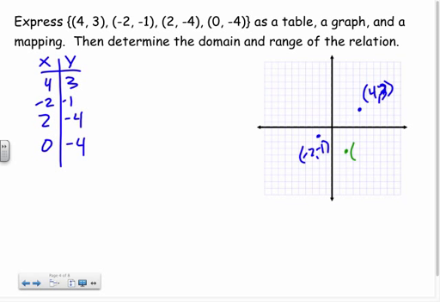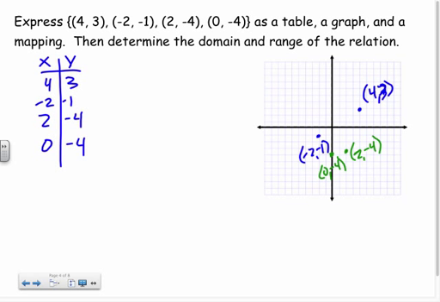So (2, 4), (2, -4) there. And lastly, (0, -4). So 0, I didn't move left or right, and I'm going down 4. 0, negative 4. So there's graphed. And then lastly, do a mapping.